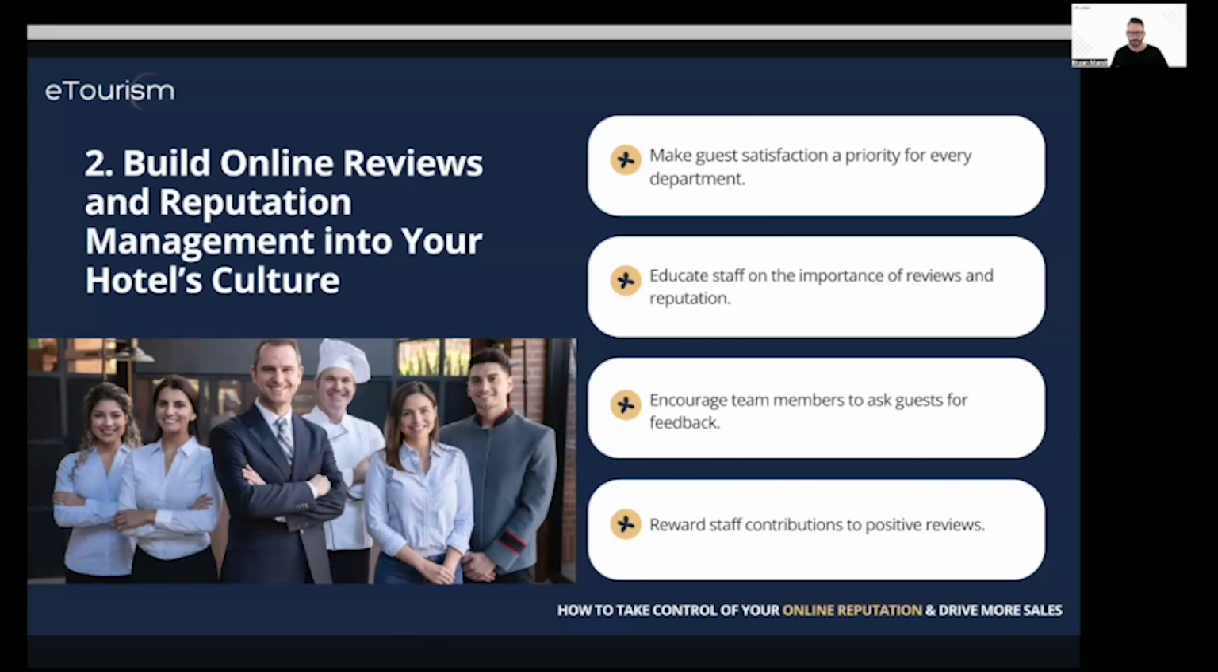Reward staff contributions to positive reviews. Everyone needs to be focused on getting good reviews. Everyone needs to play a part in that. It's not one department, it's every department that plays a role in this.